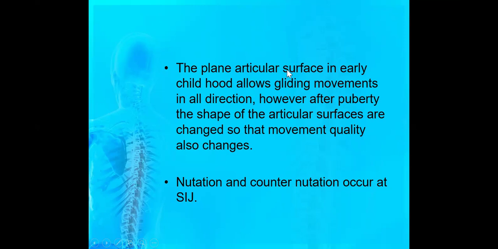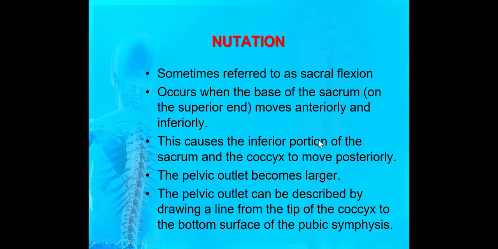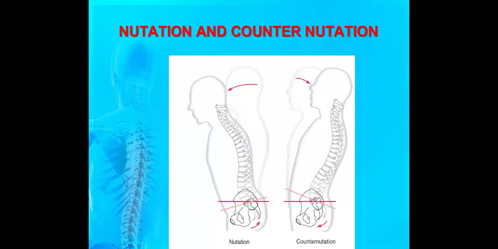The plane articular surface in early childhood allows gliding movements in all directions. However, after puberty, the shape of the articular surface changes so that the movement quality also changes. What is nutation? That is sacral flexion, and it occurs when the base of the sacrum, the superior end, which is actually the promontory, moves anteriorly and inferiorly. This is nutation, when the superior top surface of the sacrum moves not only anteriorly but also inferiorly.